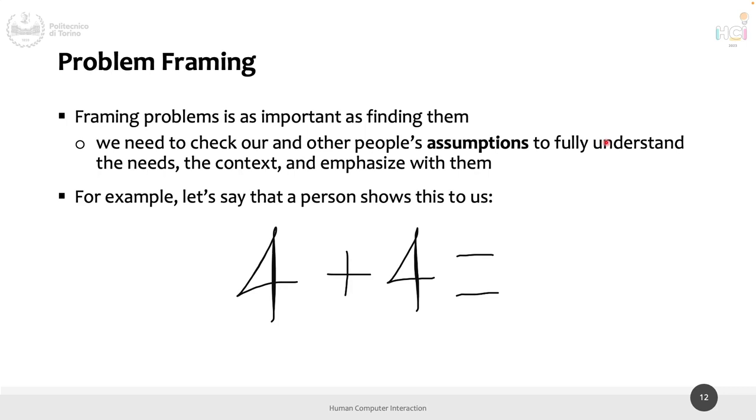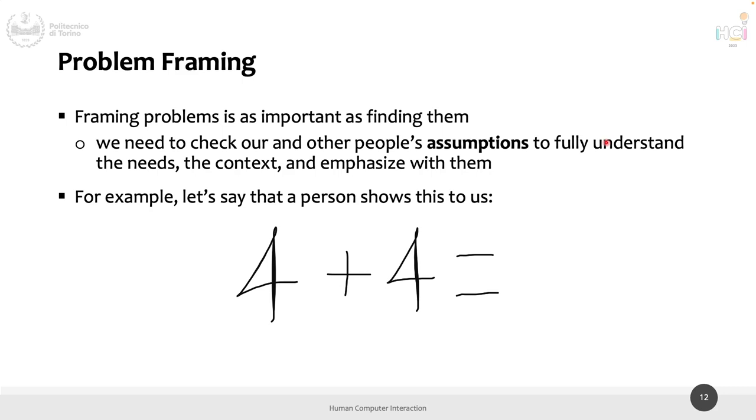And we said that people are important, the context is important, and the goals are important. One thing that we didn't say today is that we should also consider our assumptions when we do need finding. One thing that need finding doesn't do, but you have to keep in mind before doing interviews and before analyzing results, is frame the problem.